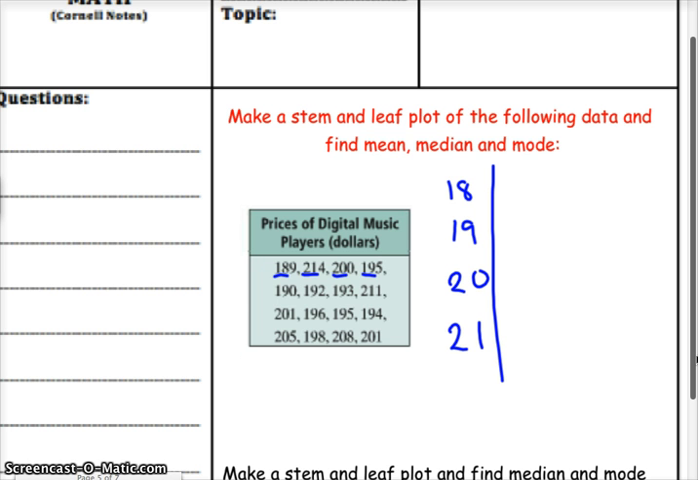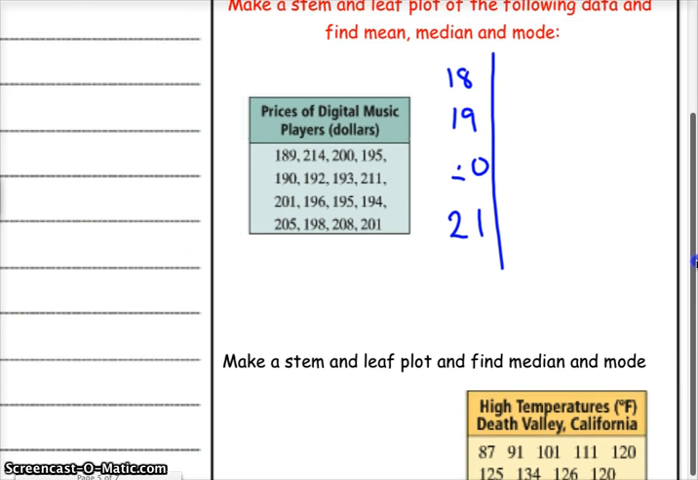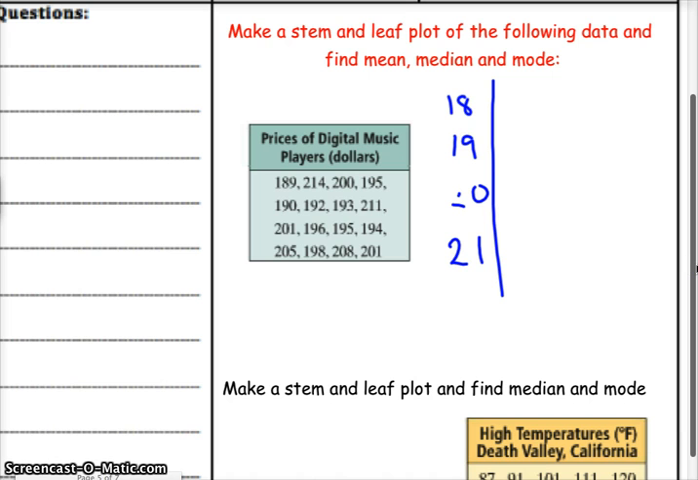Now I'm going to give you a minute. I want you to create my leaves. Okay, so I'm going to just go through this quickly. The hardest part for me, make sure you do this in pencil. Sometimes I always mess up and forget a poor little number, and then I have to rearrange all my data because it has to be in order. So 189, I just put the 9 because it's representing 180. So this is the 180s, the 190s, the 200s, the 210s.